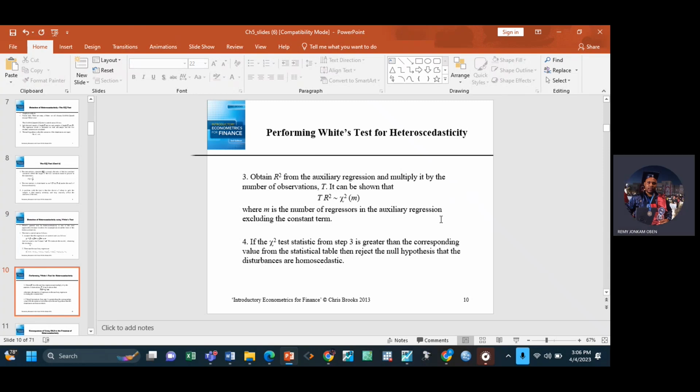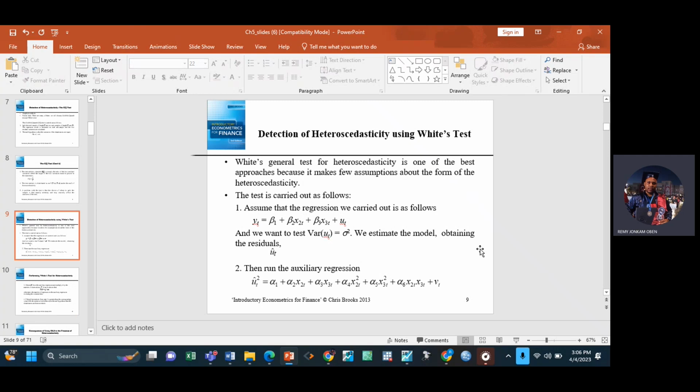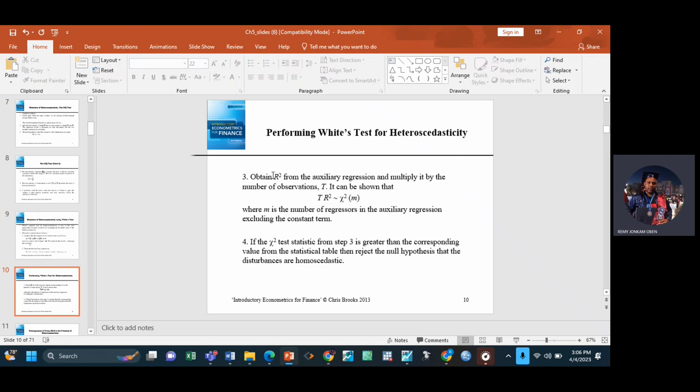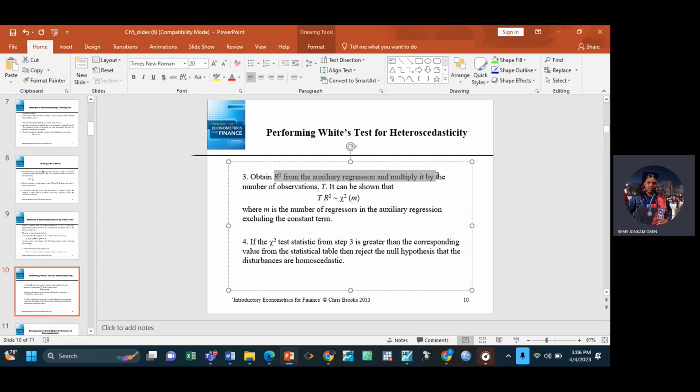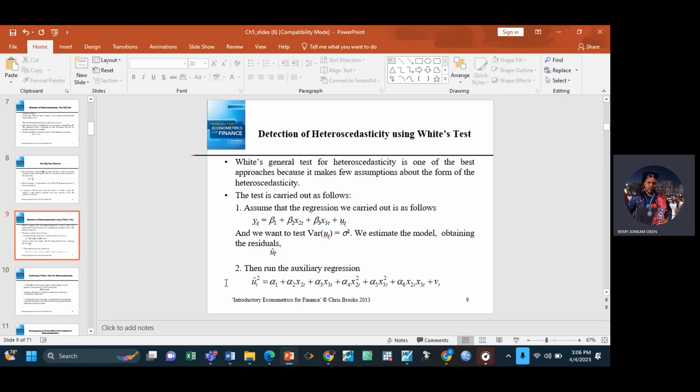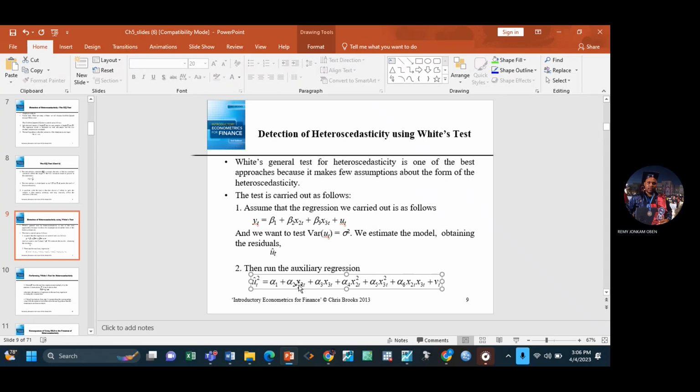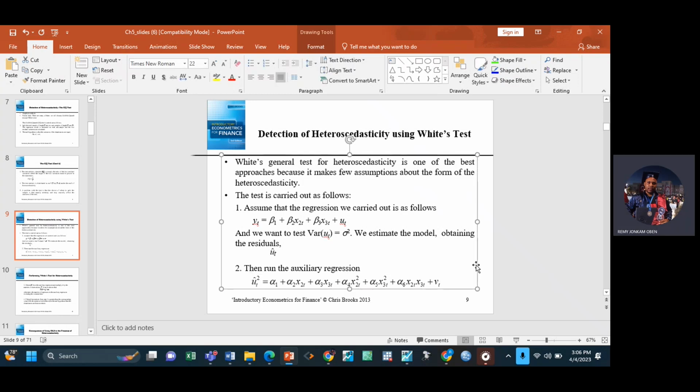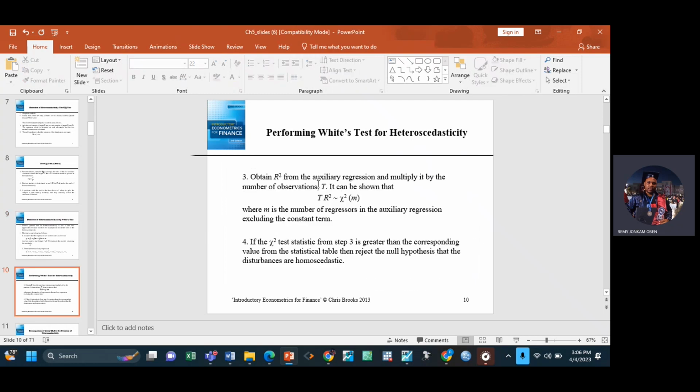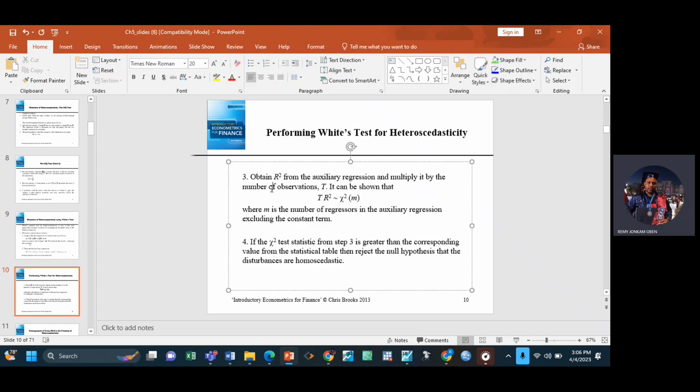Now, this is the second step, auxiliary regression. When you go to the third step, obtain R squared. By the way, you know what R squared is, right? Coefficient of determination. Obtain R squared from the auxiliary regression and multiply it by the number of observations. When you run this auxiliary regression, it's a normal regression, right? You will see the R squared. Get the R squared, and of course, you know the number of observations in whatever you're doing. Get the R squared and multiply it by T.